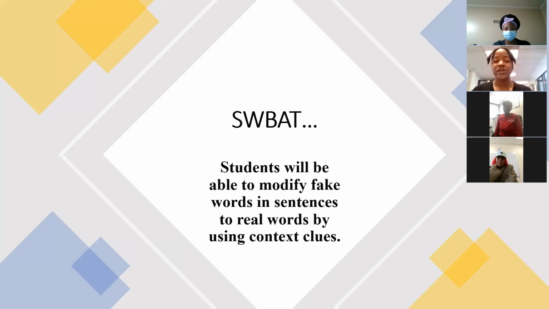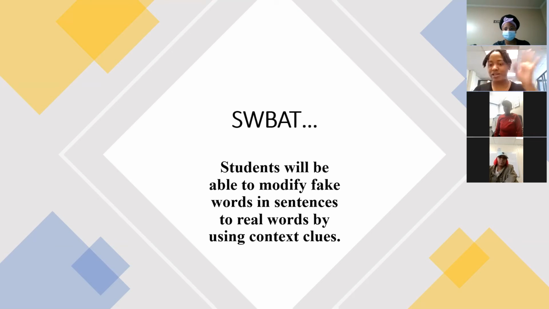So your objective: students will be able to modify fake words and sentences to real words by using context clues. The reason we're using fake words is because bigger words that are difficult and that we don't know are pretty much foreign to us, the same way a fake word would be. So if we can understand these words that mean absolutely nothing, we can definitely understand words that actually have a meaning behind them. So can anybody tell me what they believe a context clue is?